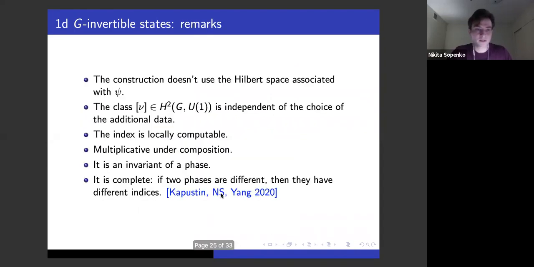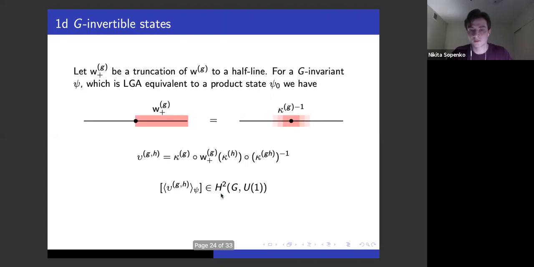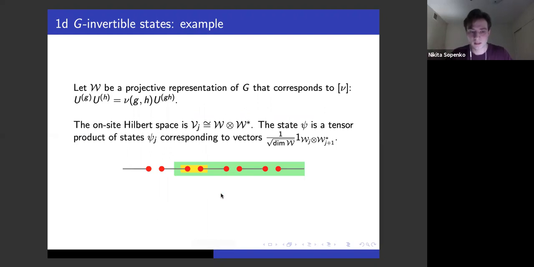And I want to stress that for the definition of this index, we really don't use Hilbert space at all. We can define some GNS Hilbert space and consider some unitaries corresponding to these local LGAs, but we don't really need it. We just have to use these LGAs and the corresponding zero chains to define it. But the important point here was that all zero-dimensional states are invertible.